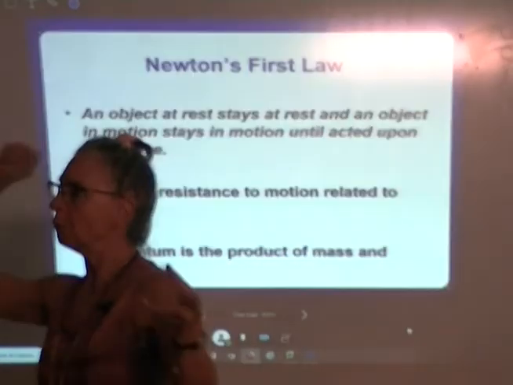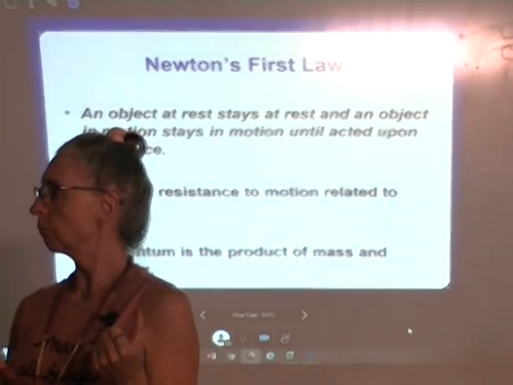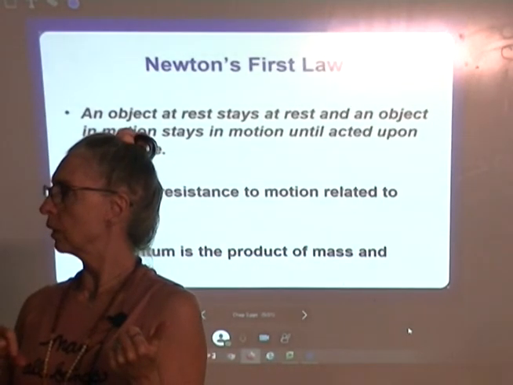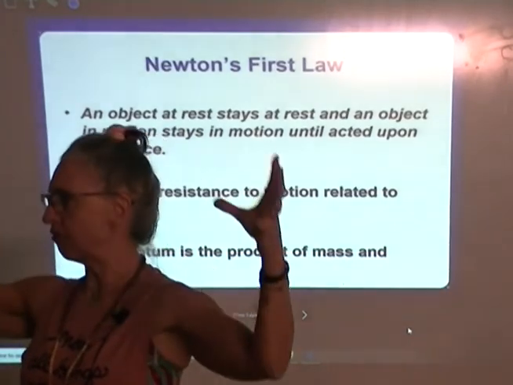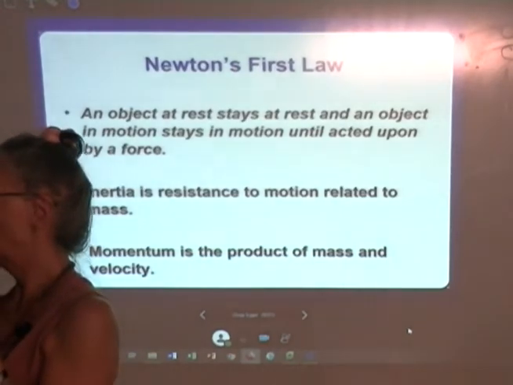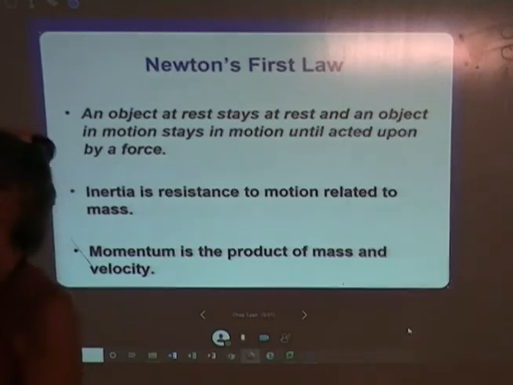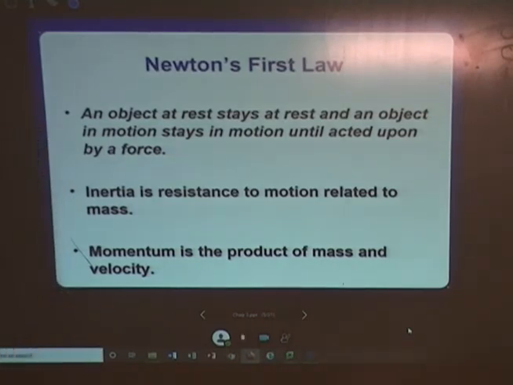What if I throw a ball on Earth? Let's say I'm in a big field and I throw the ball, what's going to happen to the ball? It'll eventually hit the ground. It hits the ground because of the pull of gravity. So there's an external force pulling on this ball.